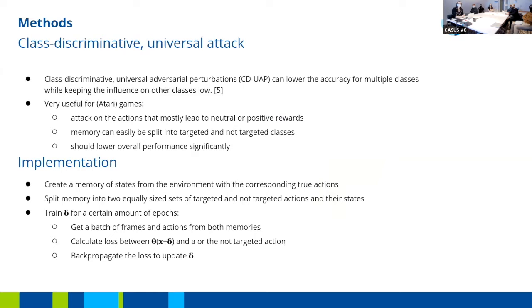So because this is not very promising, I decided to read further into the current literature, the current state of the art. And I've read about a method called class discriminative universal adversarial perturbation. With this method, I was able to lower the accuracy for multiple classes. And this makes sense for games, not only for Atari games, but for several other games. You have to find a way to determine which actions do lead to positive rewards. After that, you can simply try to lower the accuracy on these classes and maximize the accuracy on all other classes.